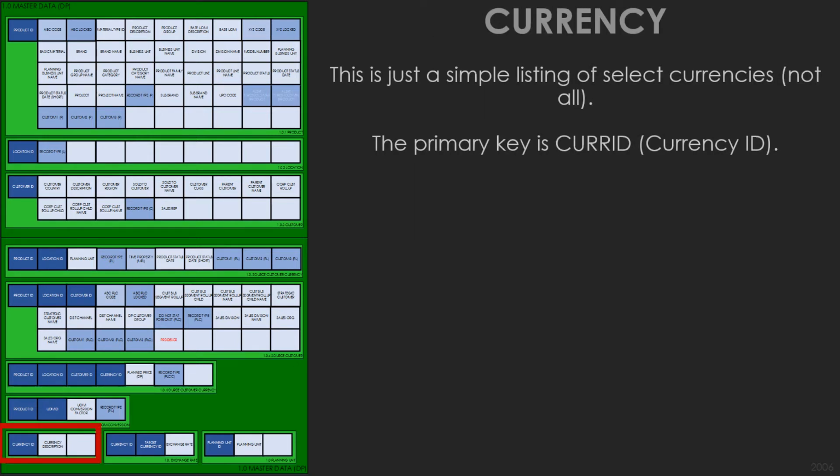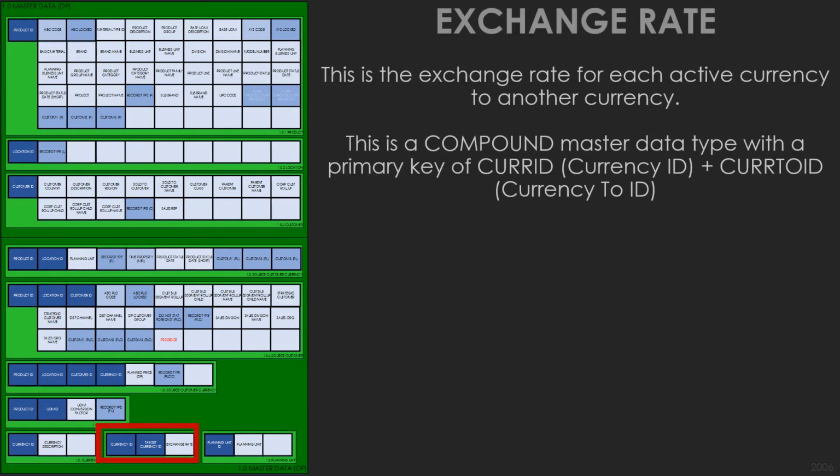Currency. This is just a simple listing of select currencies, not all. The primary key is CUR ID, currency ID. Exchange rate. This is the exchange rate for each active currency to another currency. This is a compound master data type with a primary key of CUR ID, currency ID, plus CUR2 ID, currency2 ID.